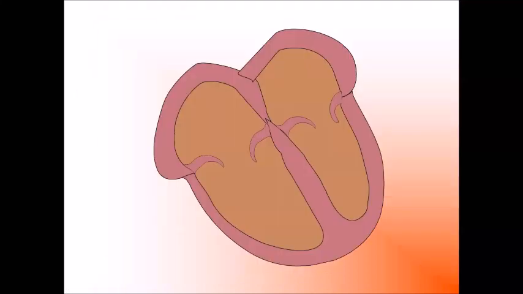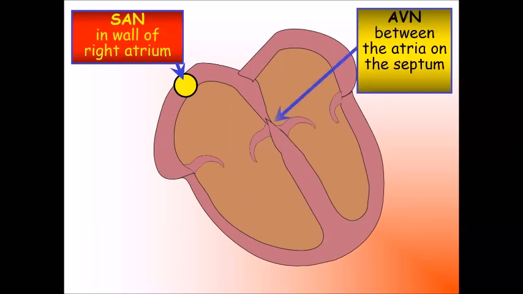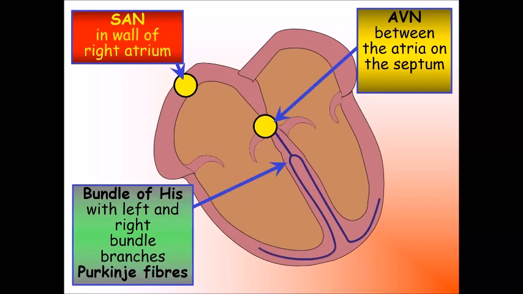So, simplified diagram, the SAN is there in the right atrium, the AVN in the center on the septum, and the bundle of His with the Purkinje fibers, which are not shown in the diagram, travelling down the septum to the apex and then branching left and right.